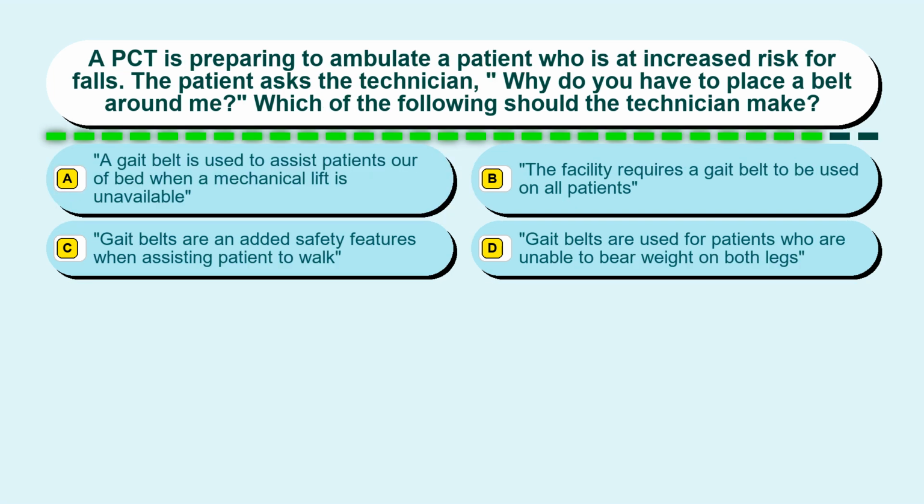Question 42. A PCT is preparing to ambulate a patient who is at increased risk for falls. The patient asks the technician, why do you have to place a belt around me? Which of the following should the technician make? Option A, a gait belt is used to assist patients out of bed when a mechanical lift is unavailable. Option B, the facility requires a gait belt to be used on all patients. Option C, gait belts are an added safety feature when assisting patients to walk. Option D, gait belts are used for patients who are unable to bear weight on both legs.